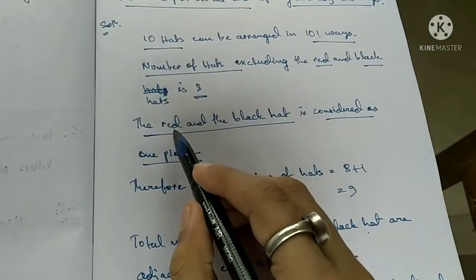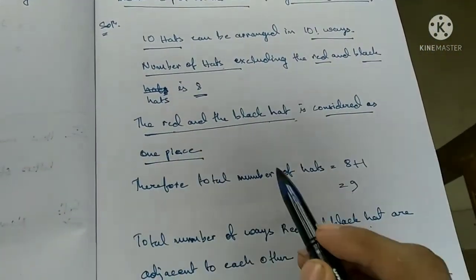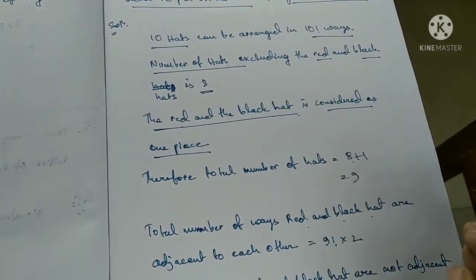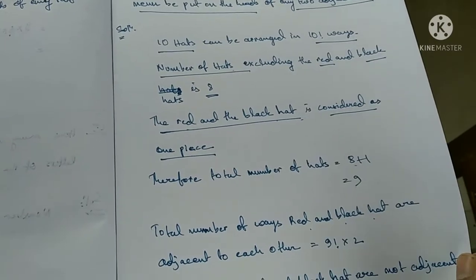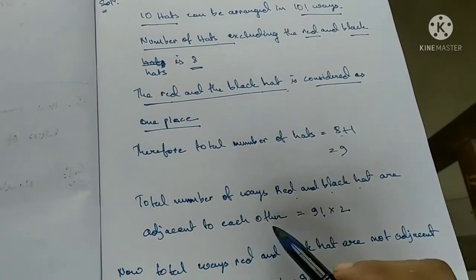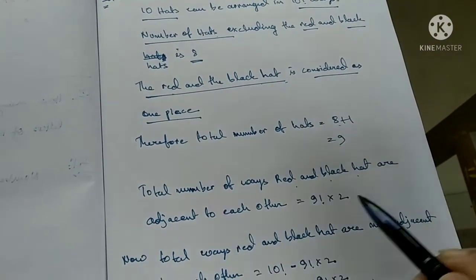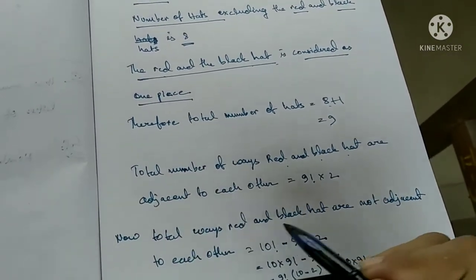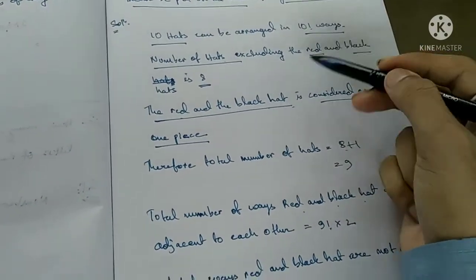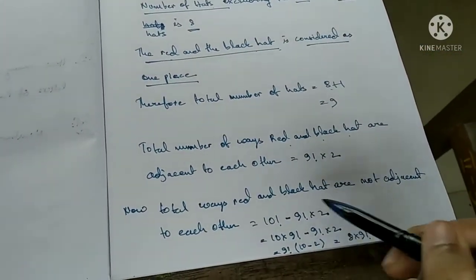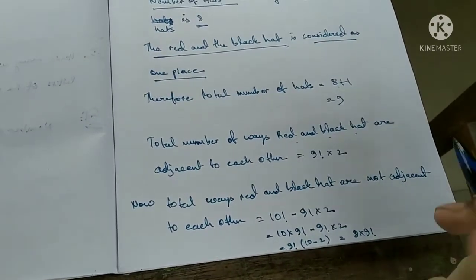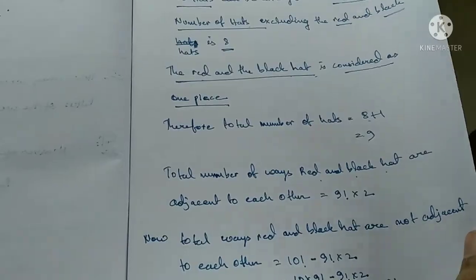Okay, in here this is the important part. The red and the black hat are considered as one piece. So therefore the total number of hats will be 8 plus 1, 9. Understand? So the total number of ways red and black hats are adjacent to each other is 9 factorial into 2. Next, the total number of ways the red and black hats are not adjacent to each other will be the total number of ways, which is 10 factorial, minus the total number of ways in which the red and black hats come adjacent to each other. This is equal to the answer I get. Okay.